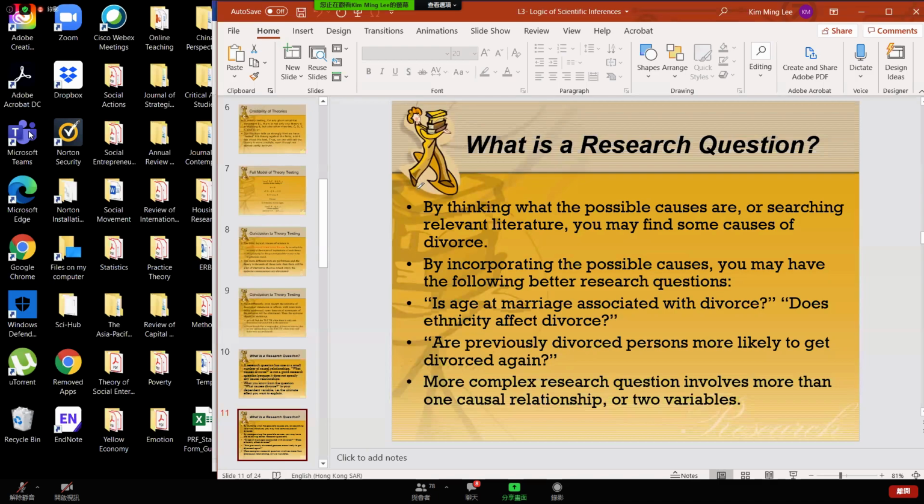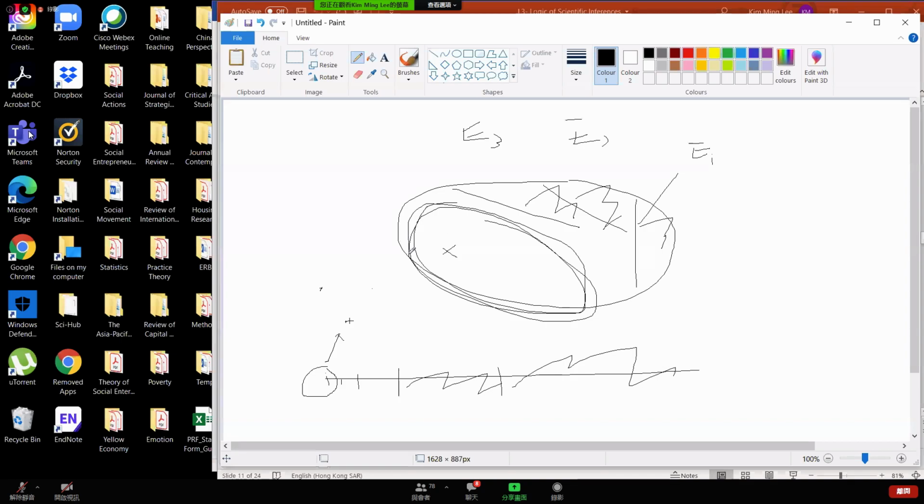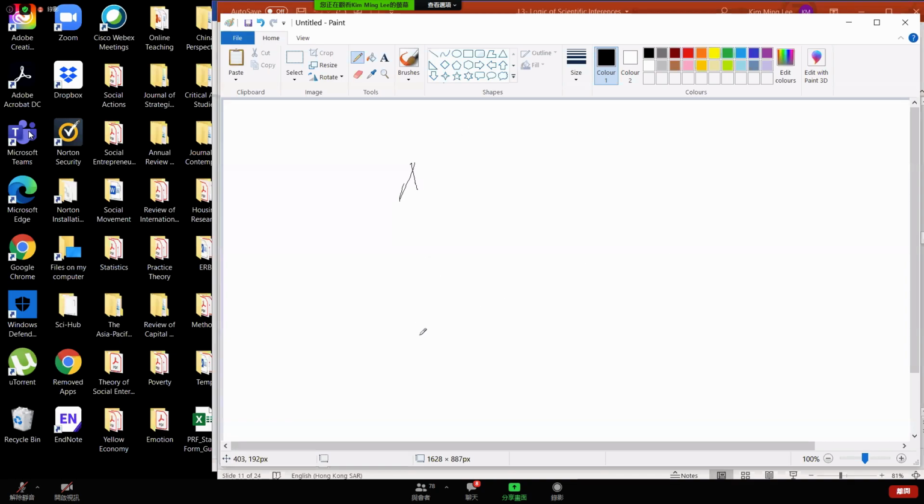The first one is age. The second one is ethnicity. The third one is whether there was a previous divorce. All these affect our ultimate dependent variable. They are causal relationships, so we put an arrow here. They are all affecting whether one will divorce. So this is the ultimate dependent variable. This is age, ethnicity, and whether the person has previous divorce experience.